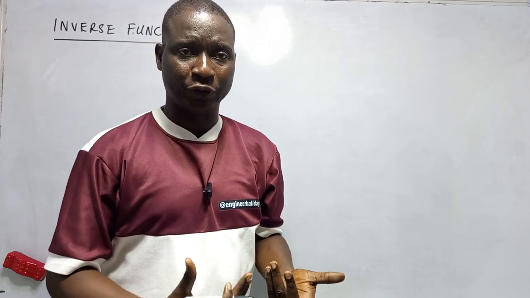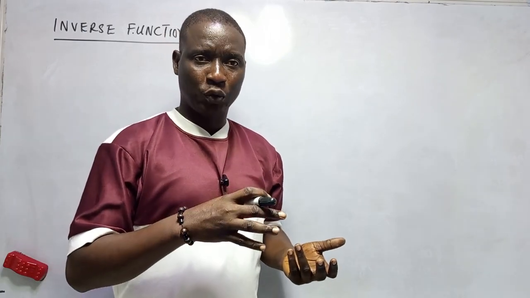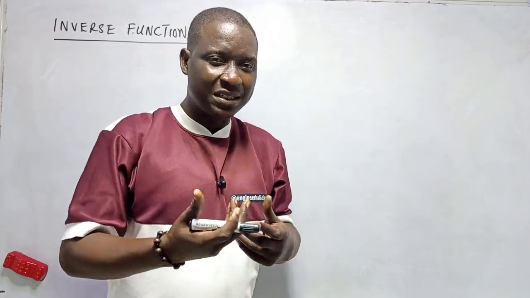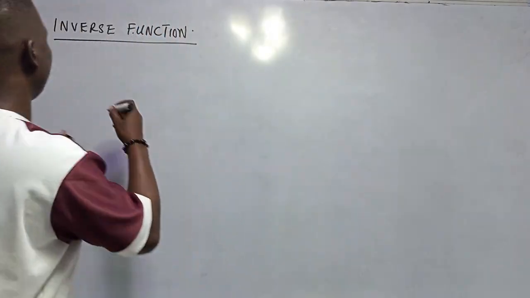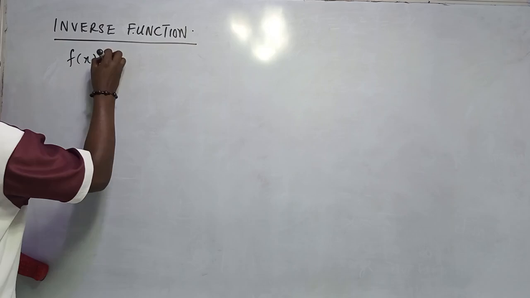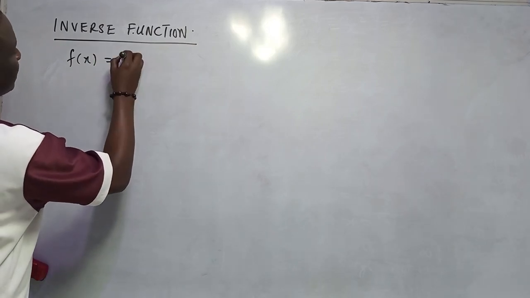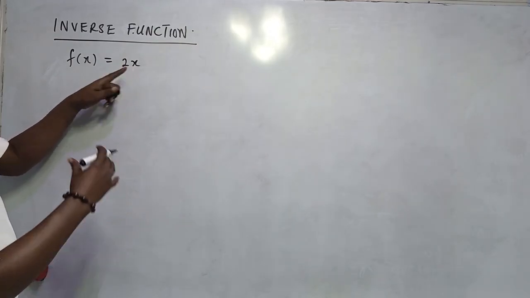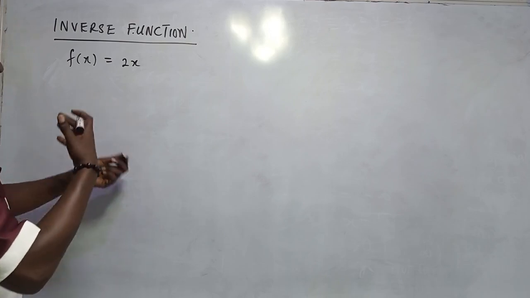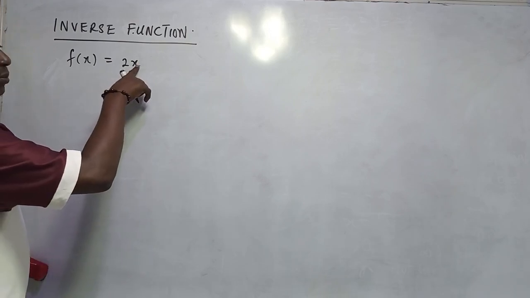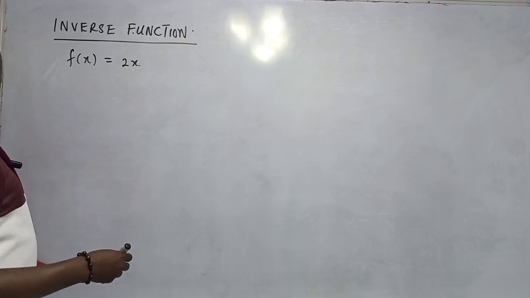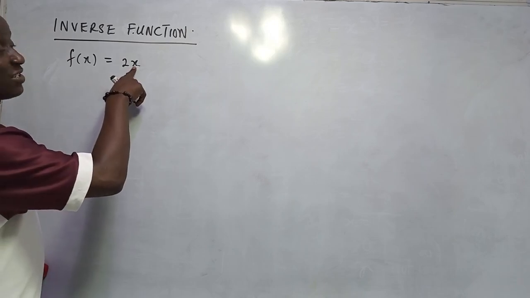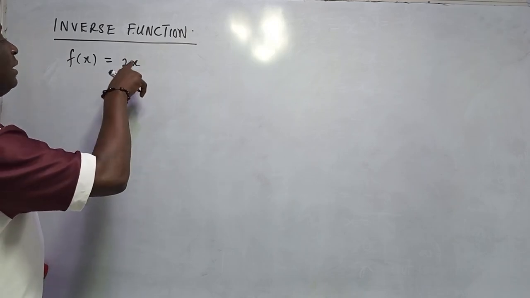inverting the functions. That means you make x equal to the formula. From the function given to you, for example, maybe f of x equal to, let's say, 2x. To find the inverse of the function, what you just need to do is to make x equal to the formula, and that becomes your new function. That means make x equal to the formula and that becomes your inverse function.